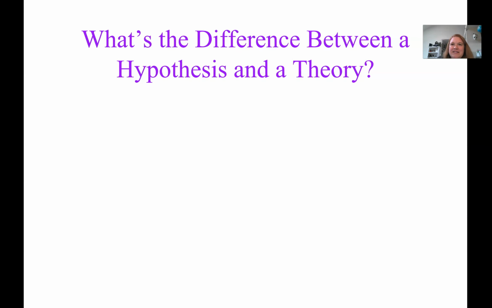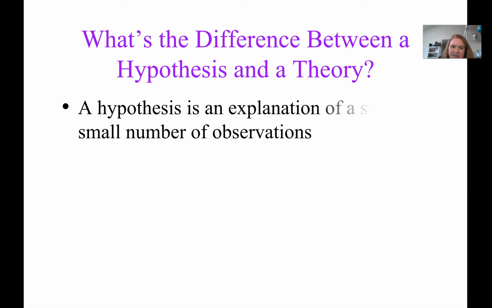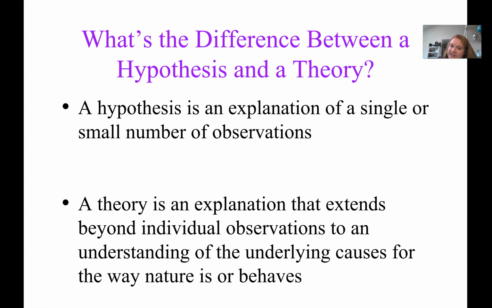Now, the hypothesis, theory, and law can be a little bit confusing, so let's make sure that we know the difference. We're going to start with the difference between a hypothesis and a theory. They're very similar. The biggest difference, though, is the amount of observation that was used to create them. So a hypothesis is an explanation of a single or small number of observations. My cat likes boxes. Therefore, she'll like a cardboard castle made out of boxes. That was based off of one cat and my observations of her sitting in boxes.